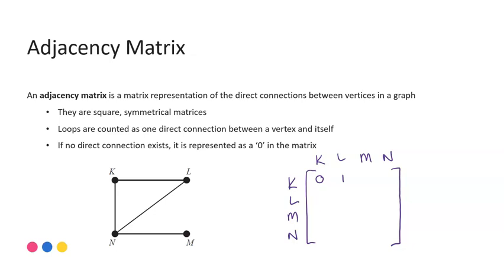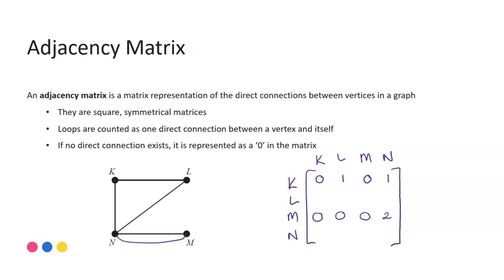K to M, there is no direct connection. K to N, there is again one single edge there. If we had a multiple edge, so let's say from N to M, there was actually 2 edges, a multiple edge. So when we're representing that in our matrix, if we look at M, it has no direct connection to K. It has no direct connection to L. There is no loop at M, so again we put a 0, but there are 2 edges connecting M and N, so we represent that there.